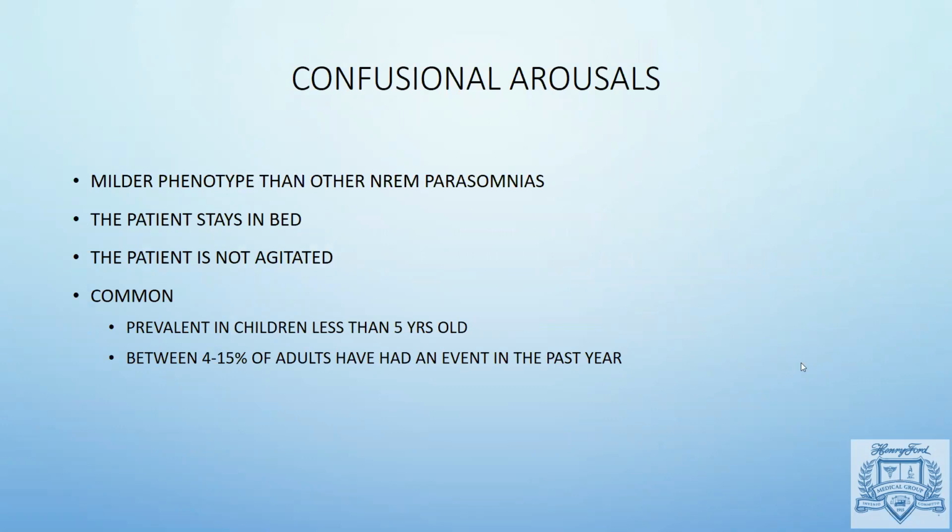Milder phenotype than the other non-REM parasomnias, they're in bed and the patient's usually not agitated. They wake up and they go back to bed, don't even recollect that it happened. More common in children less than 5 years of age. Could it occur in adults? It can, particularly in those that have fragmented sleep or sleep deprivation.